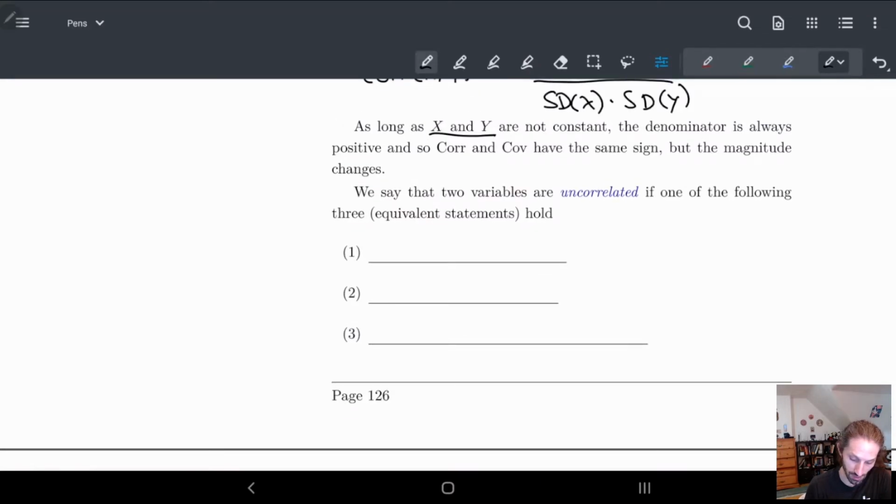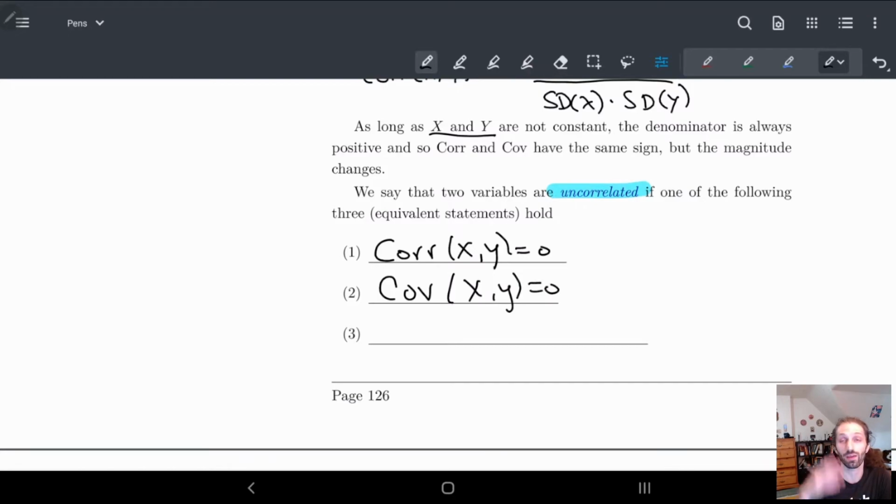Because of this, we have three different ways to say whether something is uncorrelated. Uncorrelated means that the correlation between them is equal to zero. Another way to say this is that the covariance is equal to zero, since zero divided by something is just zero. And if you remember, covariance is equal to E[XY] minus E[X]E[Y].